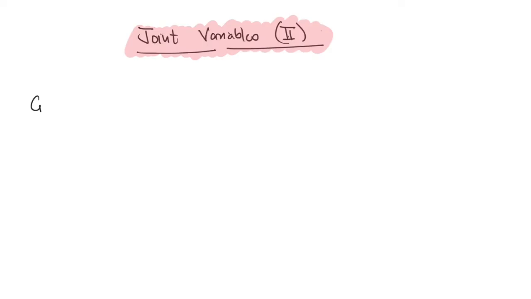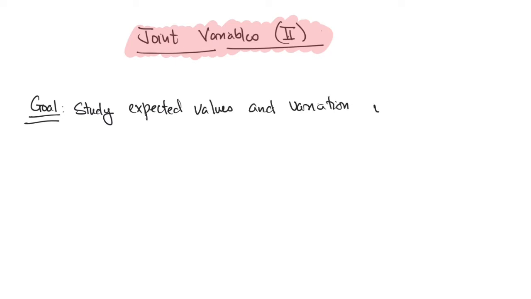Today we will talk about joint distributions. This is part two of a two-part series. The goal would be to study expected values and variation when dealing with more than one random variable.